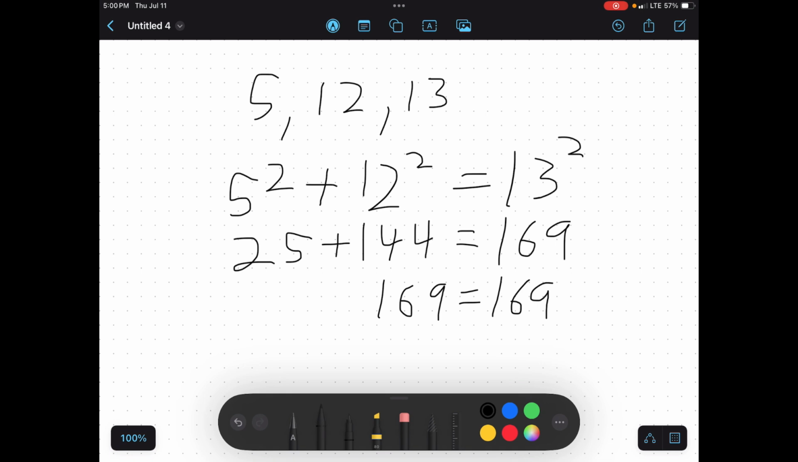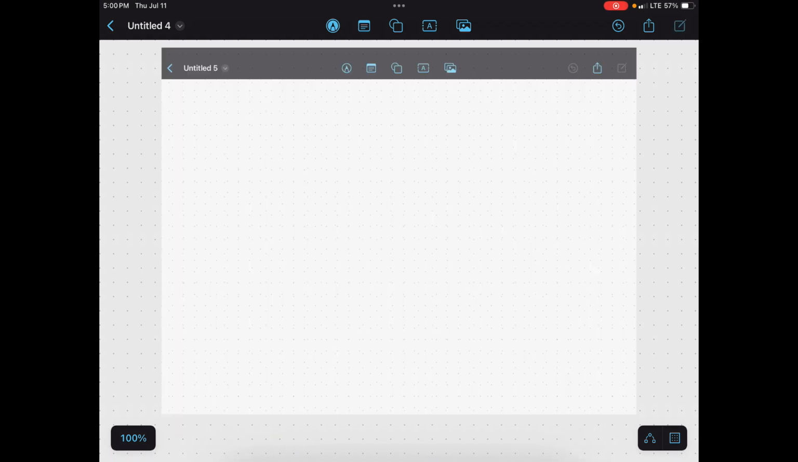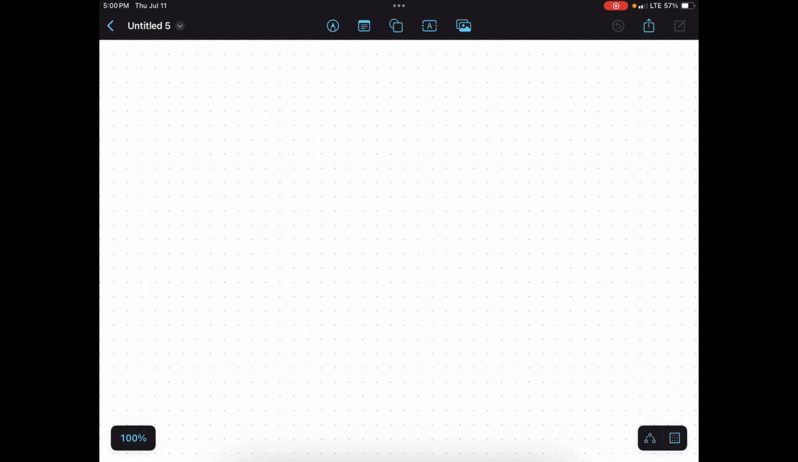How many Pythagorean triples are there? Probably infinite. I don't know if it's ever been proven that it is definitely infinite, but it's certainly more than you could ever possibly need. So how do we figure out what the Pythagorean triples are? Well, there's a pretty cool little formula for that.